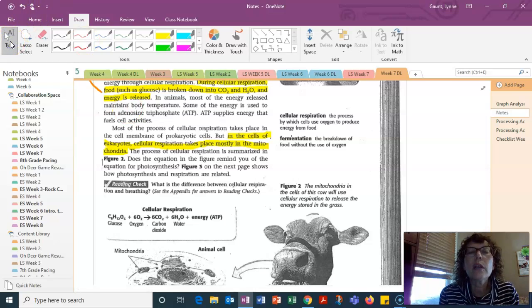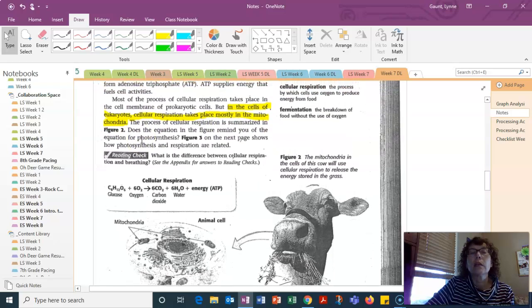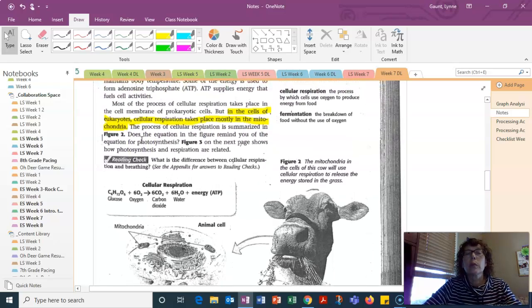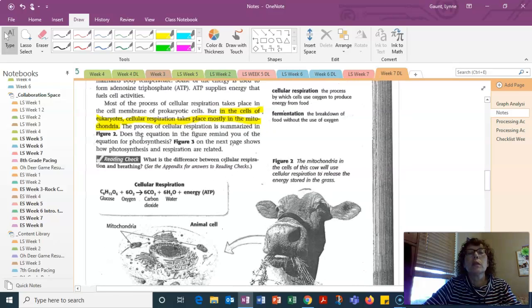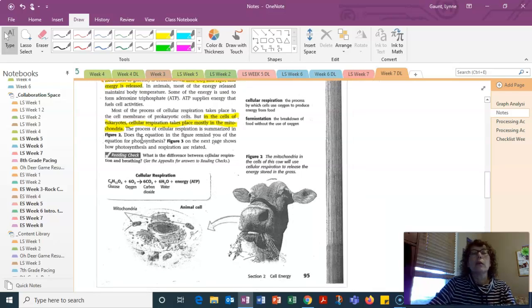The process of cellular respiration is summarized in figure 2. And here's a question. Does the equation in the figure remind you of the equation for photosynthesis? Let's think about that. Figure 3 on the next page shows how photosynthesis and respiration are related. All right, so let's scroll down so we can get as much of this in the picture as possible. I'm going to make it just a bit smaller, just a bit, because I want to see the whole thing. There we go.